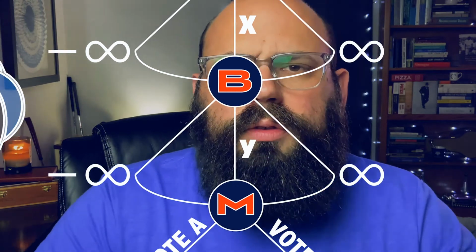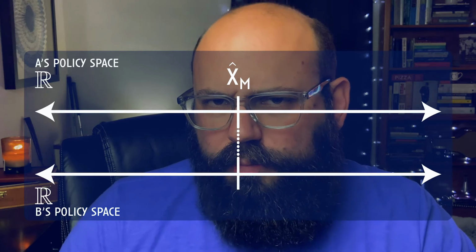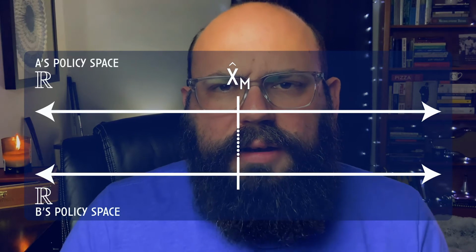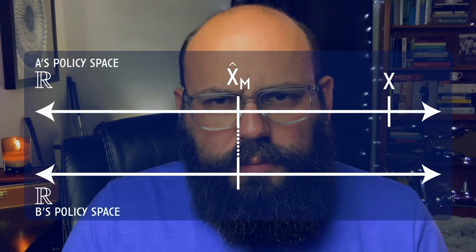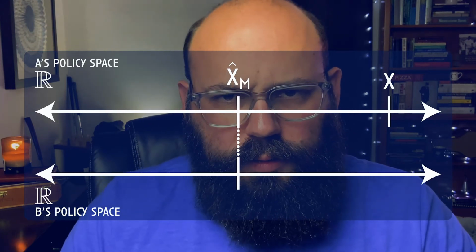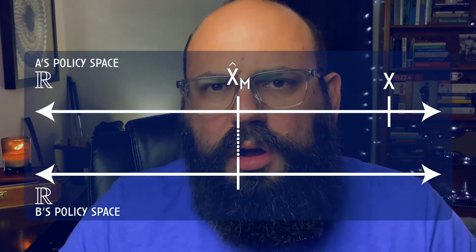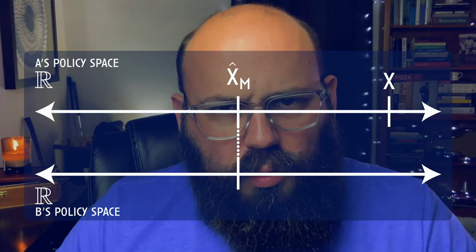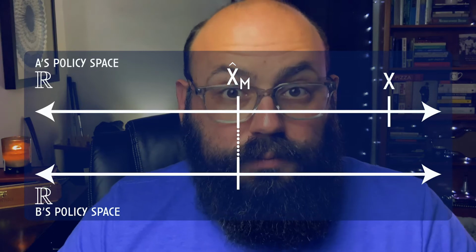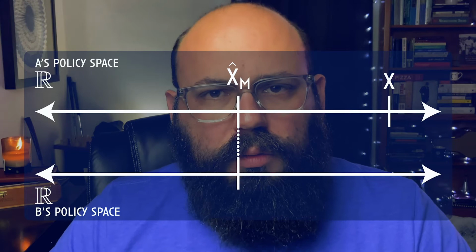Okay. Notice that if X is not exactly equal to the median voter's ideal point, let's just visualize this. Without loss of generality, let's say X is to the right of the median voter's ideal point. So imagine the median voter is at some point in the policy space. And suppose that candidate B is thinking about how to respond to candidate A's proposal, their platform, which is more conservative than the median voter's preferences. Okay. What is the best response to that?